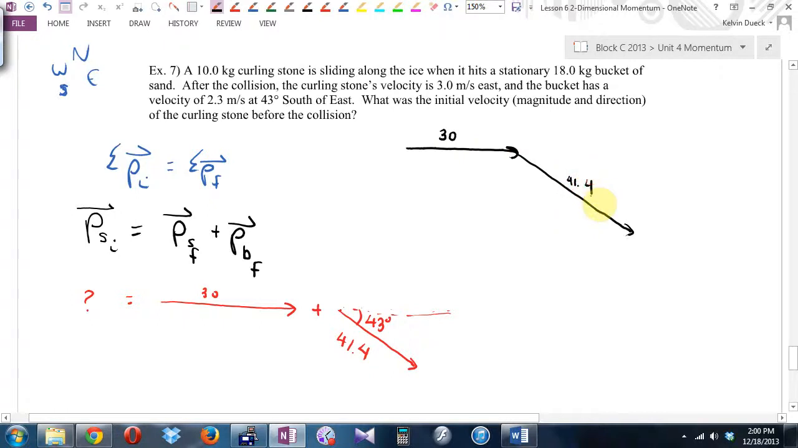41.4. Can you see, Manisha? I'm pretty sure the resultant is that there, which is our momentum of the stone initial, our mystery momentum. Problem, I don't have any angles in here yet.